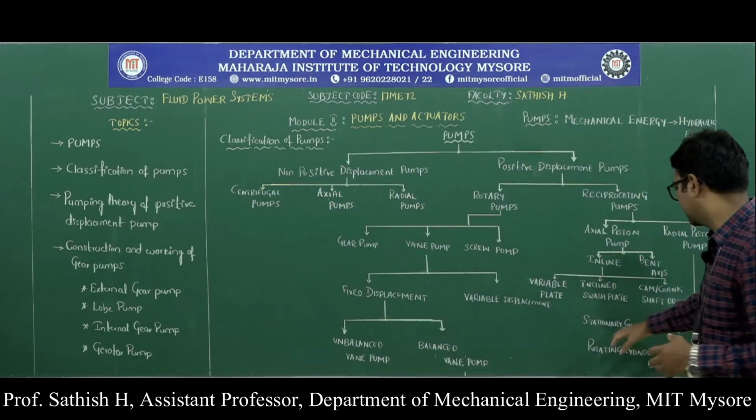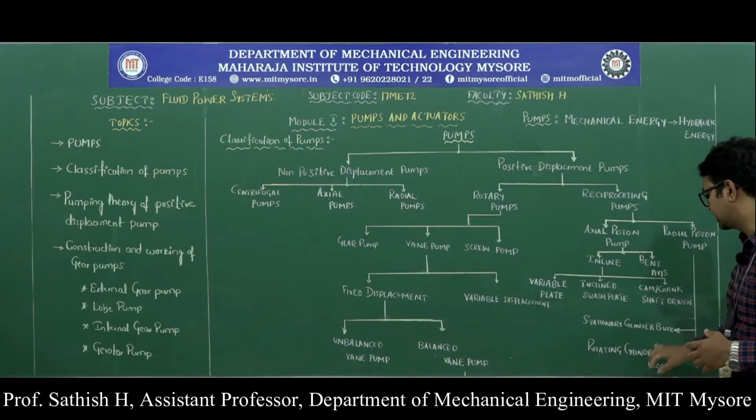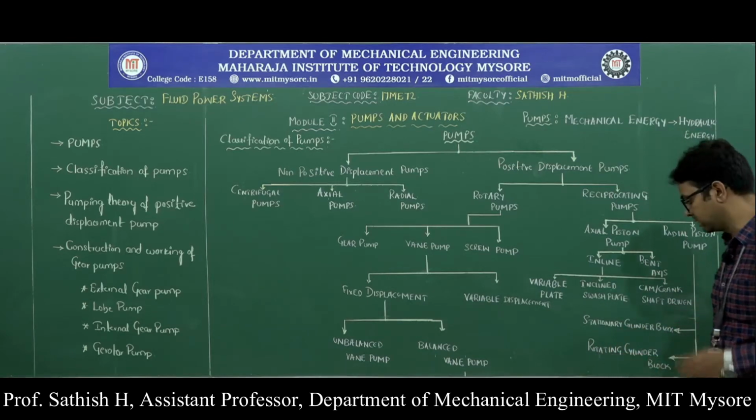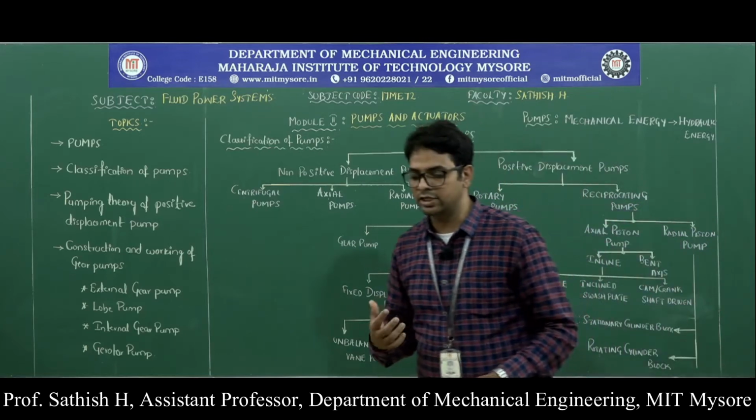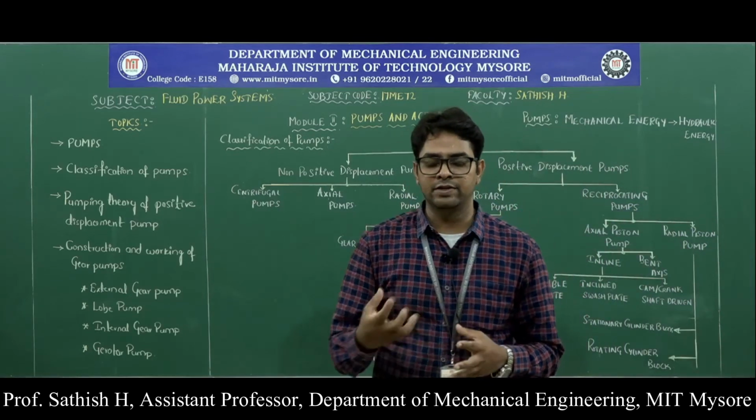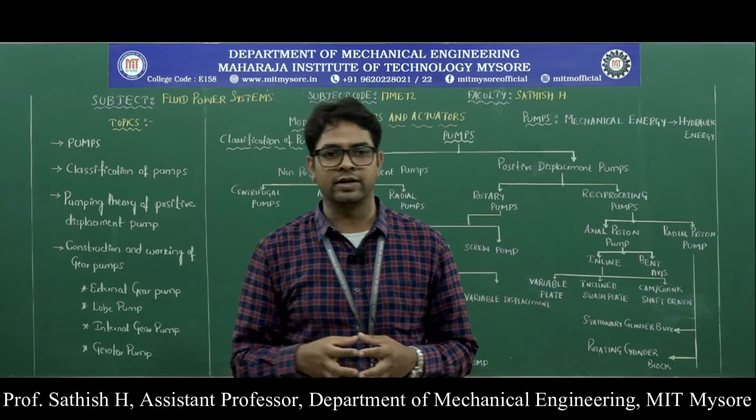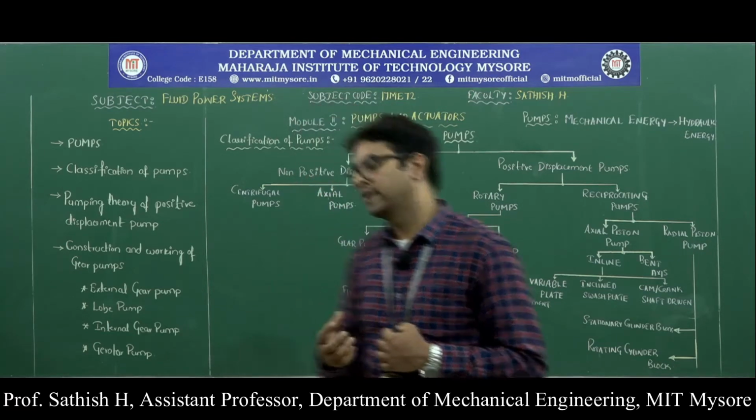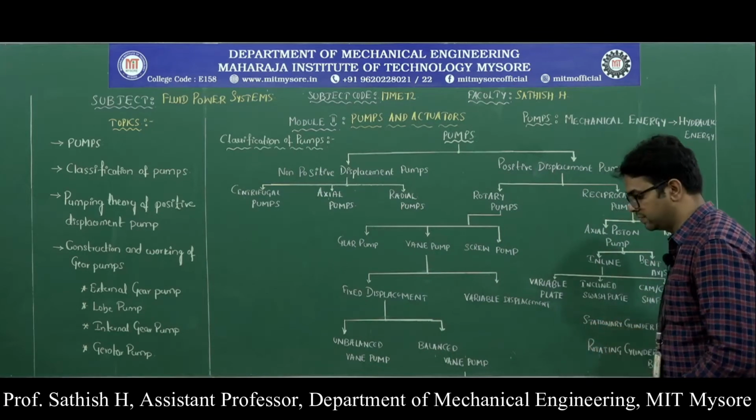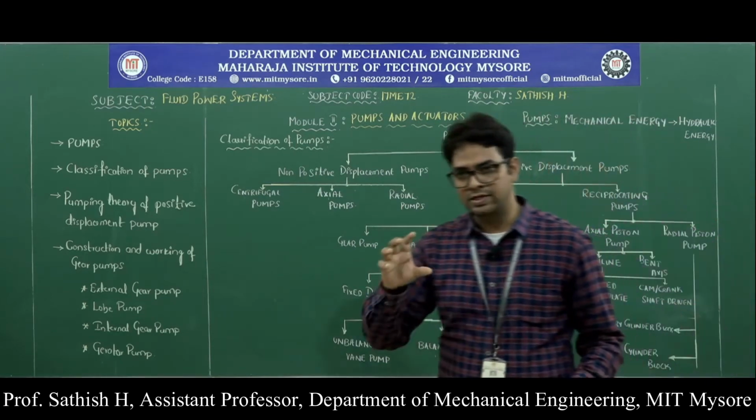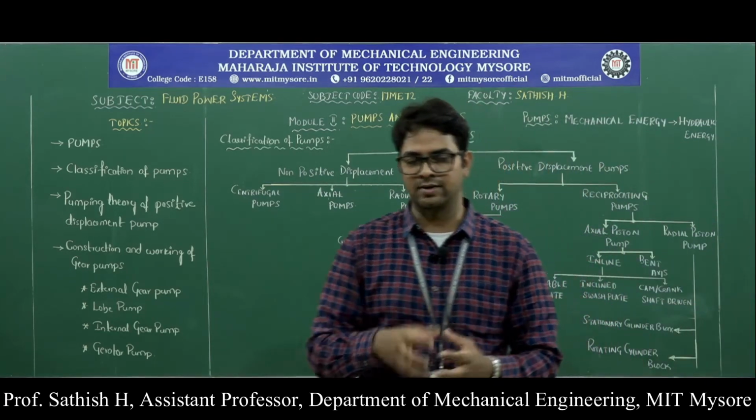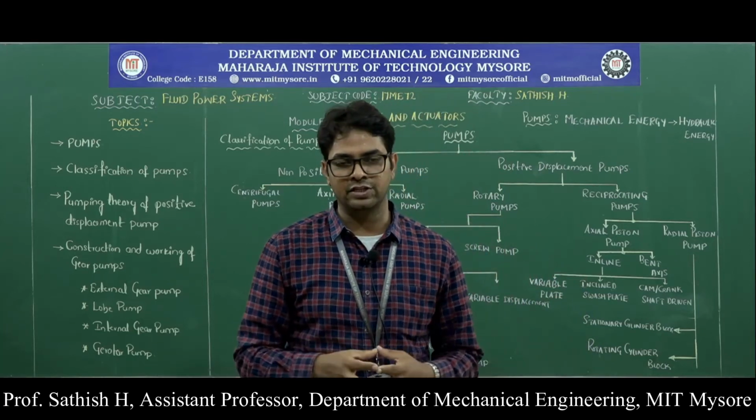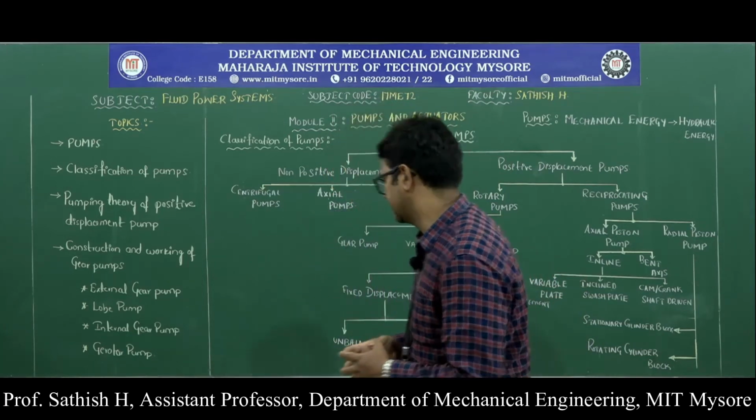They are classified as stationary cylinder block and rotating cylinder block. In the case of the stationary cylinder block, the cylinder in which the pistons operate is not moving. In the case of a rotating cylinder block, the cylinder block which has the pistons also rotates. That is the difference between the stationary and the rotating cylinder block.